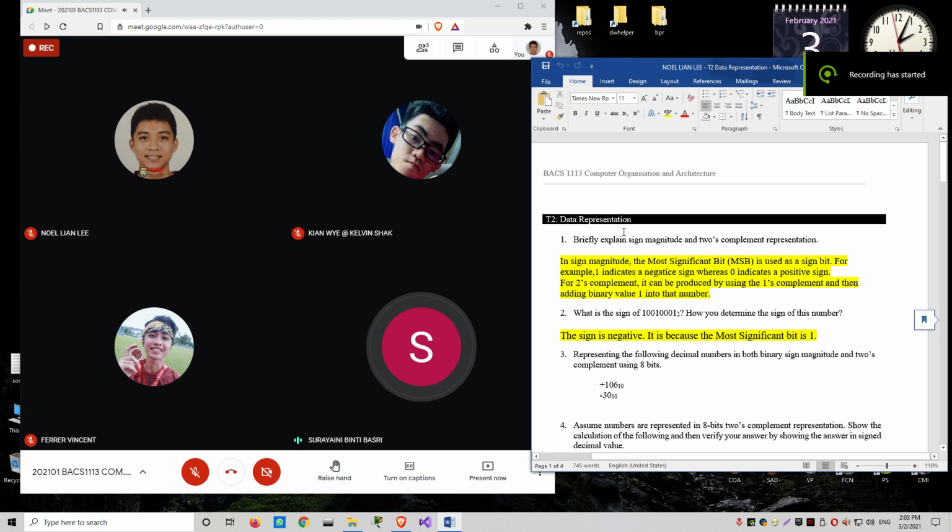The second is the first complement, and then the second is two's complement. So our tutorial now is asking about the sign magnitude and then two's complement.